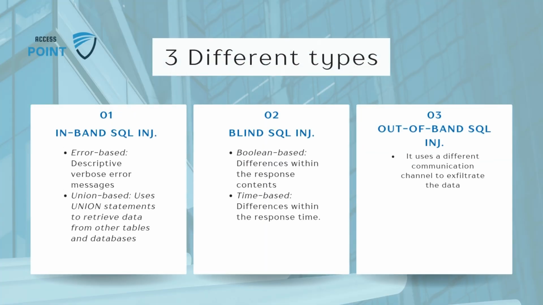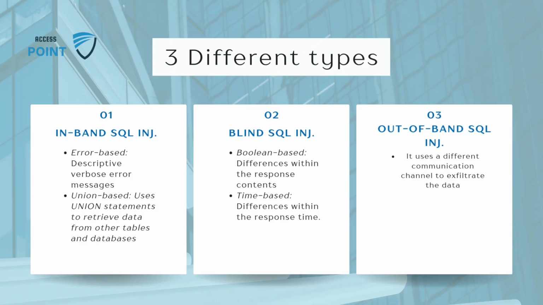SQL injection can be broken down into three main families, based on how the attacker gets information back from the server. These are in-band, inferential or blind, and out-of-band. First up is in-band SQL injection. This is the classic, the most common, and the easiest to exploit.